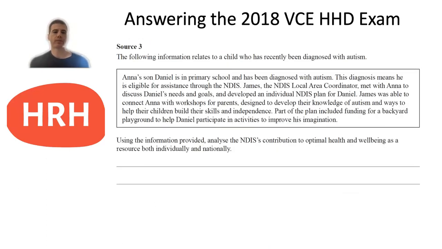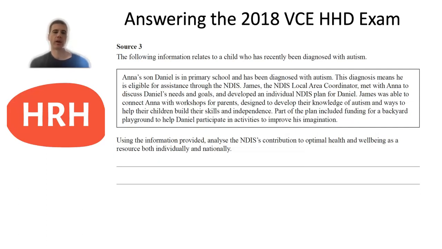So the following piece of information that was provided was some information about Anna and her son Daniel, who'd been recently diagnosed with autism, and so that meant he was eligible for assistance through the NDIS. They mentioned there was James, who was a local area coordinator, who met with Anna to talk about Daniel's needs and goals and develop an individual plan for Daniel.